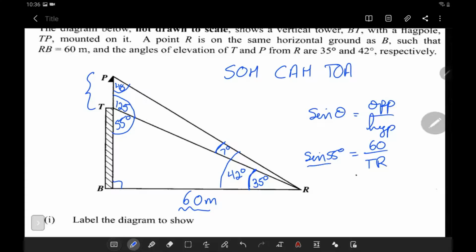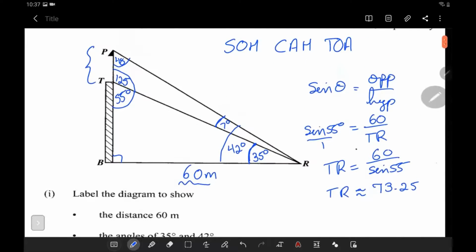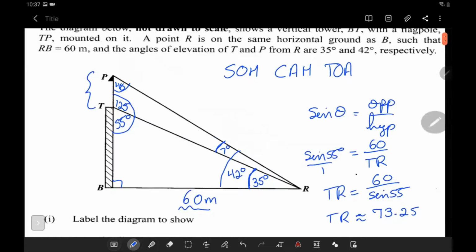And if you cross multiply, you can look at this as sine 55 over 1. Cross multiply and we get TR is equal to 60 over sine 55. And that will come out to be approximately 73.25. I know that they wanted it to the nearest meter. We will deal with that a little later. So far we know what this is. This here is equal to 73.25. Now we need the flagpole.